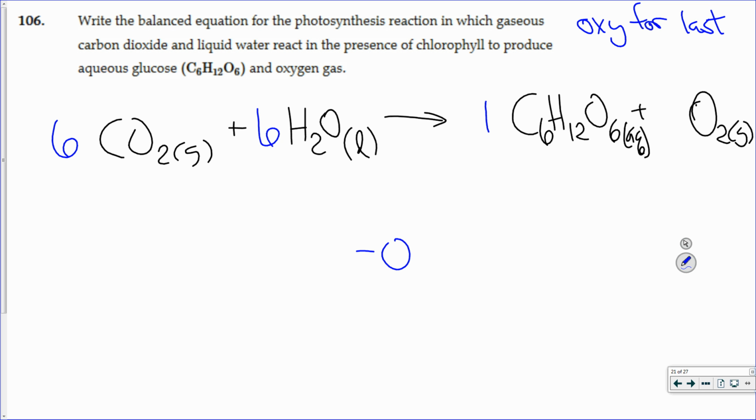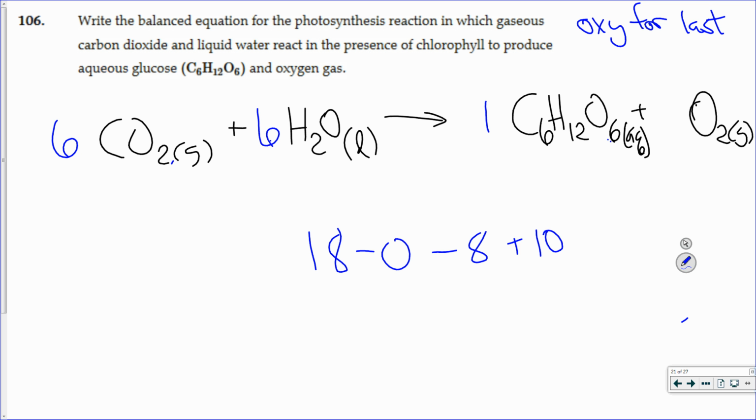Okay, so on the right-hand side, I've got 2 different sources. There's 8 oxygens over here. How many are on the left-hand side? So I've got 6 times 2 is 12, plus 6, 18. So I need to add 10 more oxygens to this side to get to 18.